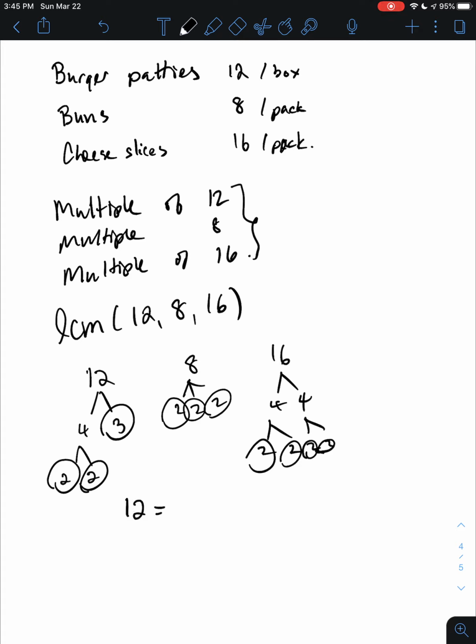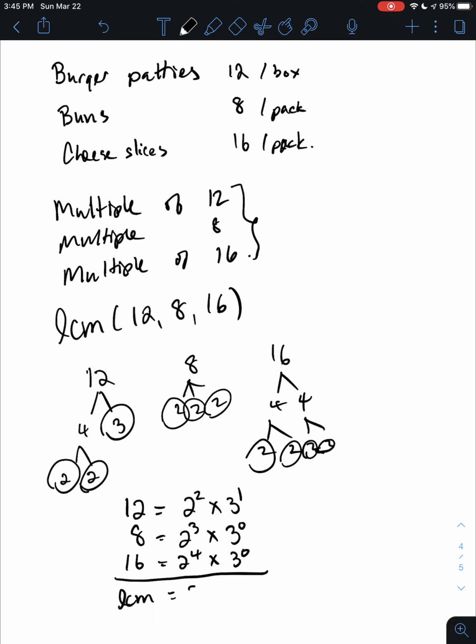Okay, so let's calculate the LCM. 12 is 2 to the power 2 times 3 to the power 1. 8 is 2 to the power 3 times 3 to the power 0. 16 is 2 to the power 4 times 3 to the power 0. LCM is 2 to the power 4, that's the maximum in the first column, times 3 to the power 1 in the second column. That is 16 times 3, and that is 48. So what I should be aiming for is to make 48 burgers.